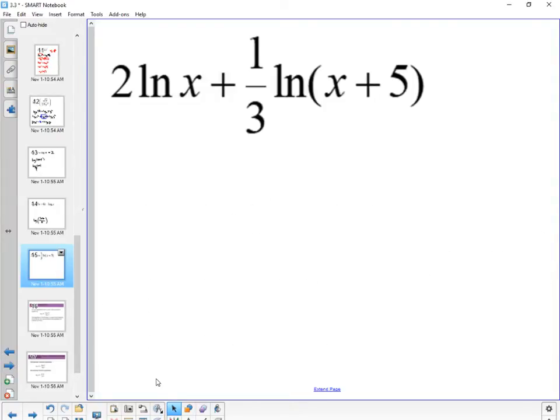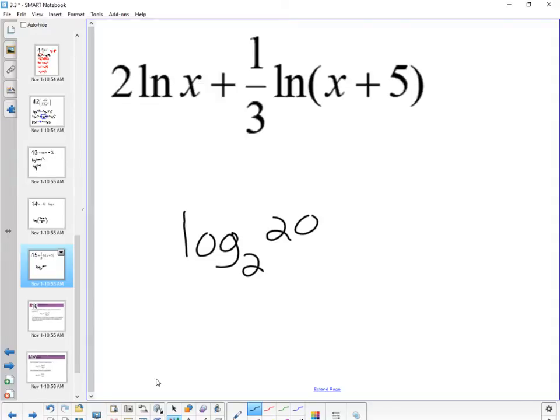We're all very used to which base? Base 10, huh? So let's say they gave you something. Let's make this up: log base 2 of 20. I don't know, something like that. And for some reason, you just don't want to mess with log base 2.